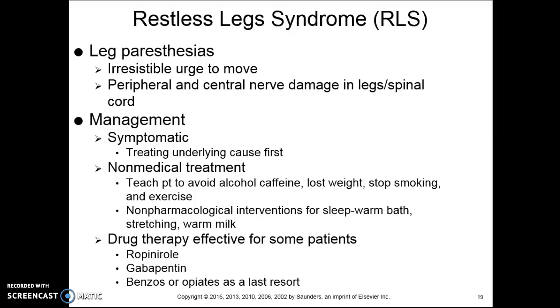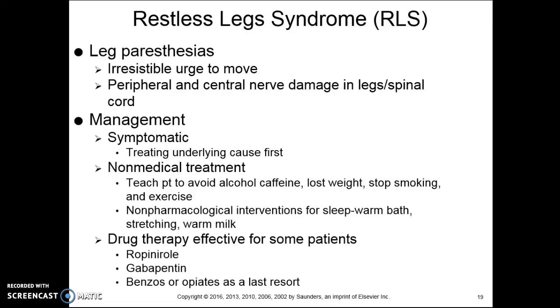So, restless leg syndrome. We're going to deal with this with patients. Probably some of you have to deal with this. I deal with this all the time in Brighton. We have tons of patients that have restless leg syndrome. So this is leg paresthesias. It's an irresistible urge to move. There can be peripheral and central nerve damage in the legs and the spinal cord.